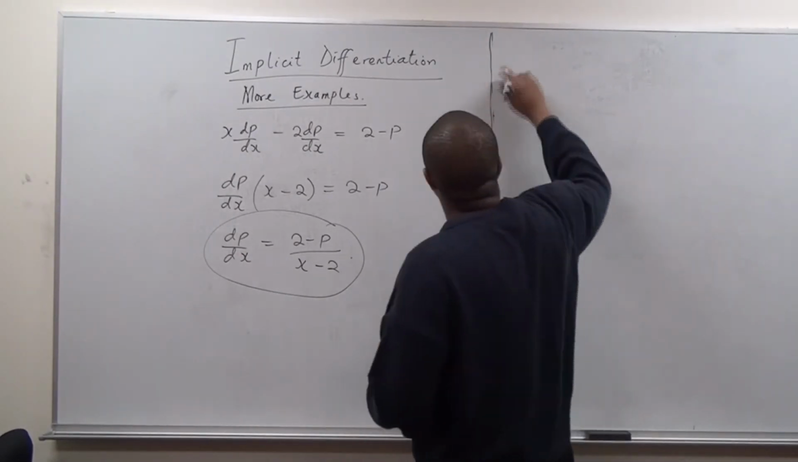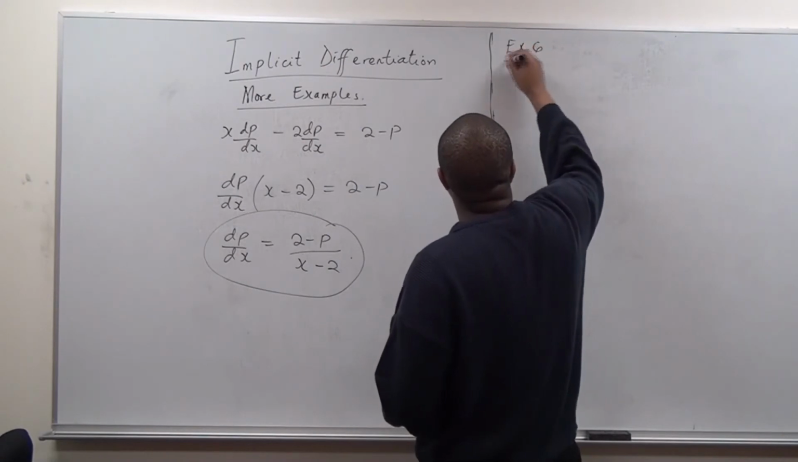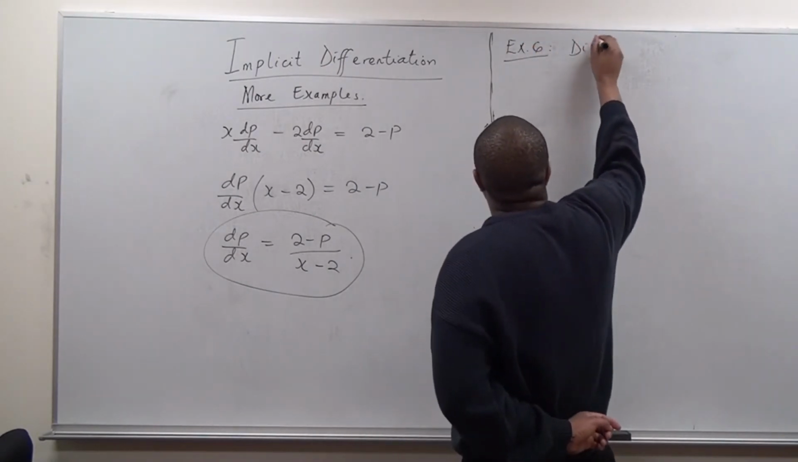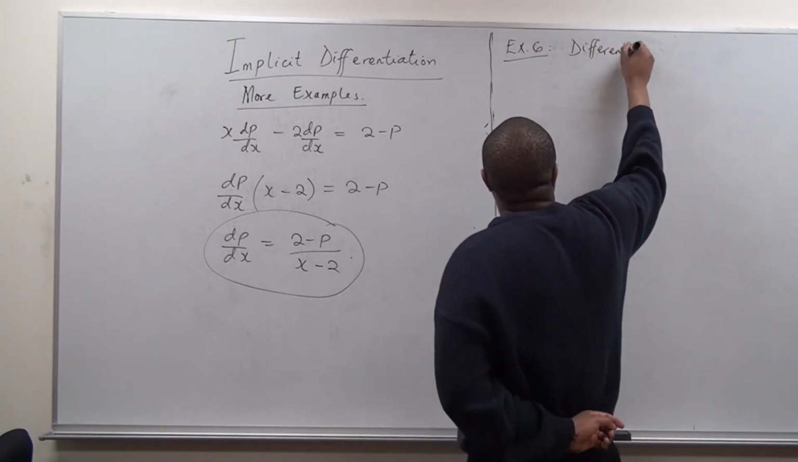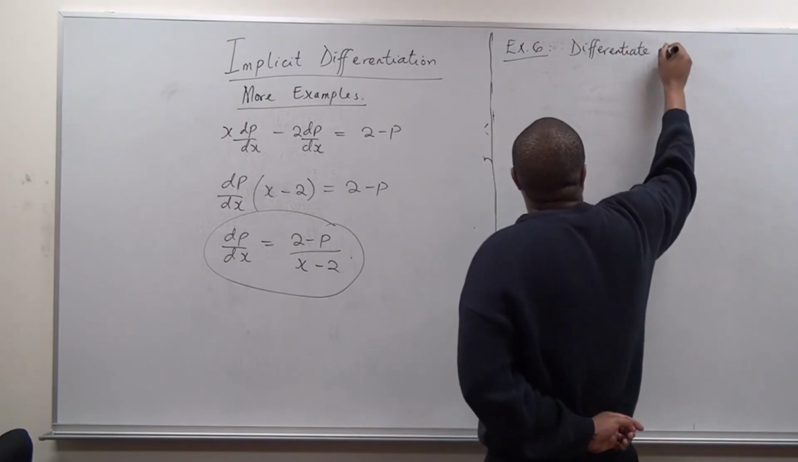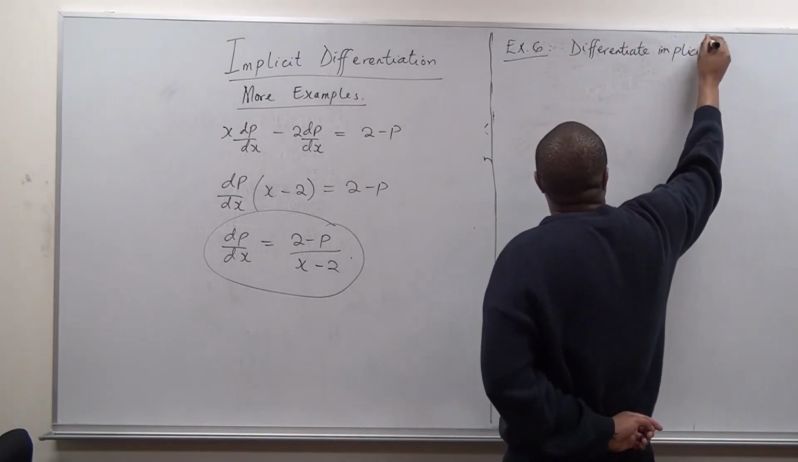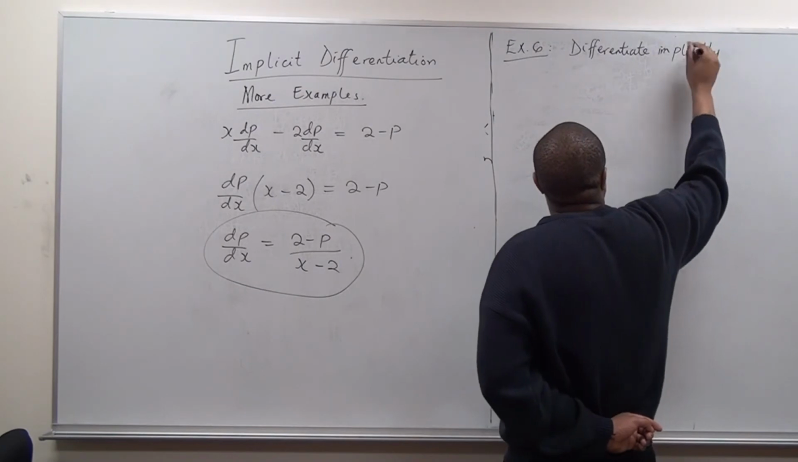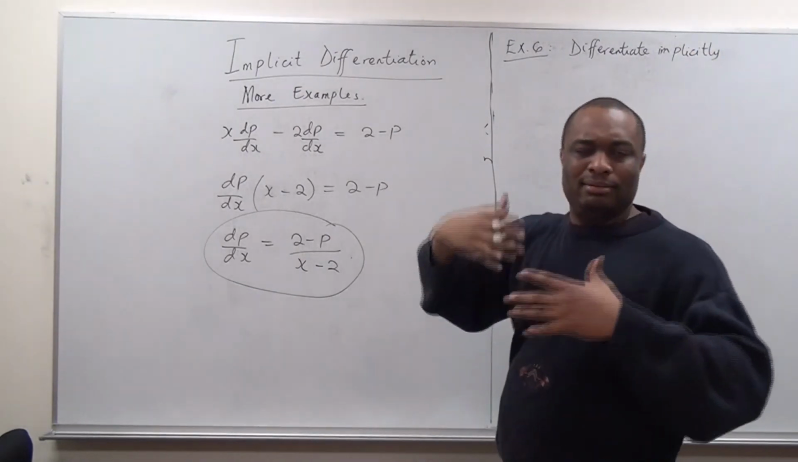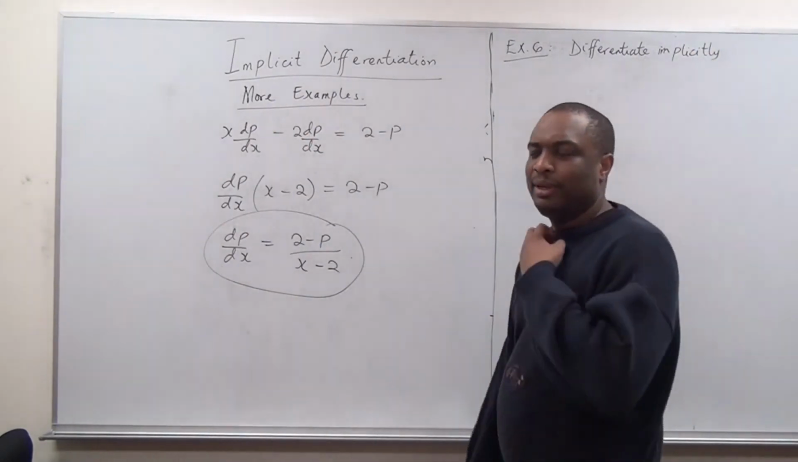If you could pause the videos and try it on your own, that would be fine. Differentiate implicitly. So let me just try and get all varieties of the question you can get.